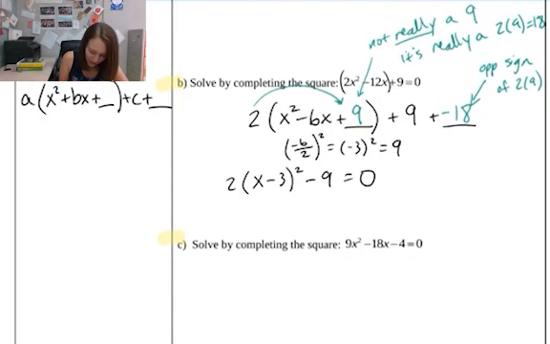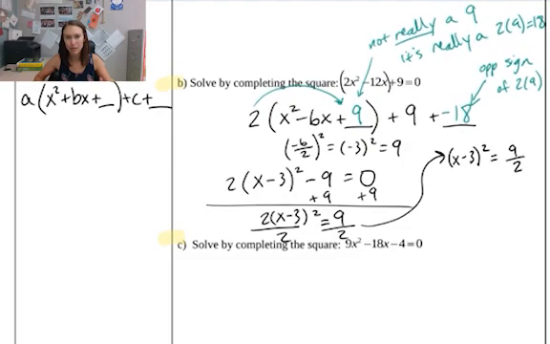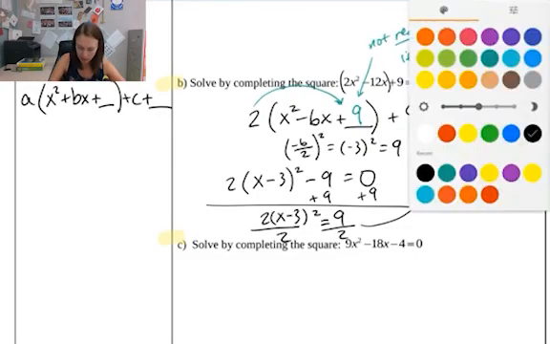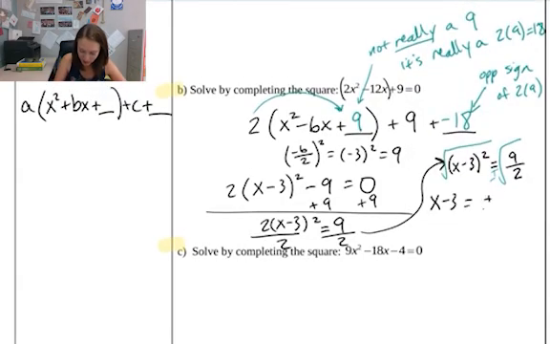Easiest way to do this is just to isolate that x squared term. So we have 2 times x minus 3 squared equals 9. Divide both sides by 2. I'm going to move up here. I have x minus 3 squared equals 9 over 2. I'm going to leave it as 9 over 2 right now. And then I can square root both sides. So square root, don't forget your plus or minus. We talked about that in our last couple lessons. All right, so we have x minus 3 equals plus or minus the square root of 9 over 2.